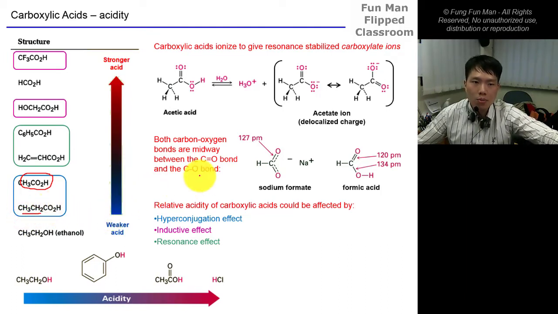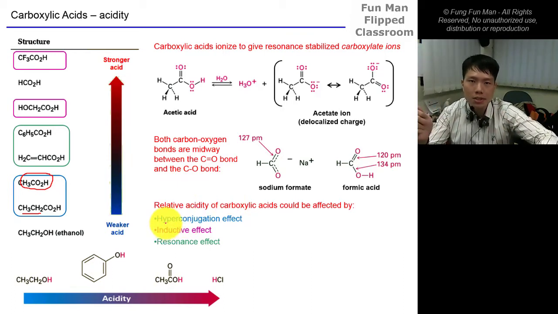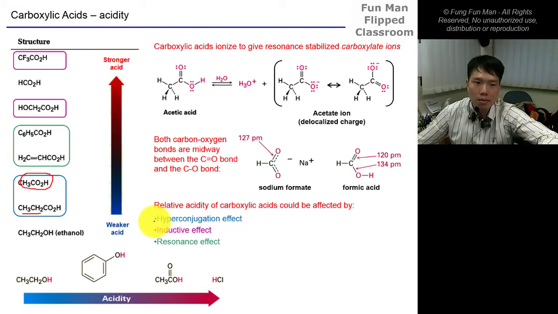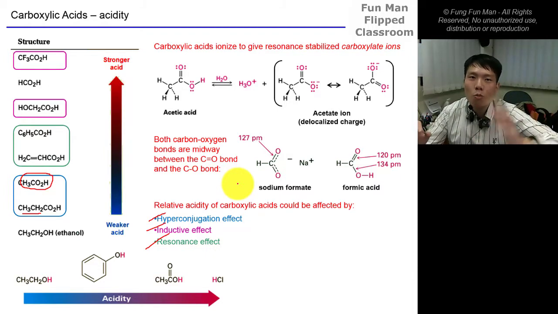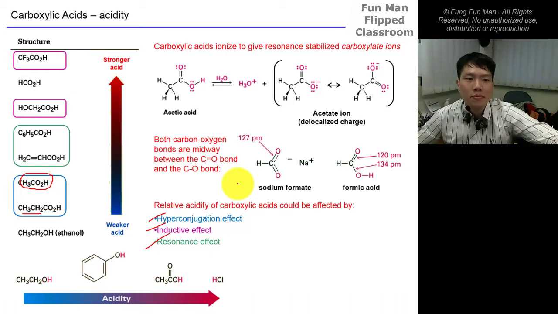Why? We learned before. We have a few effects that govern the relative acidity of the carboxylic acids. Three of them: hyperconjugation, inductive effect, and resonance. If you happen to come across this lecture without seeing the lectures on inductive and resonance effect and hyperconjugation, please go back and watch these videos first before you continue with this lecture. I know you can't wait, but you have to, if not you get lost in time.